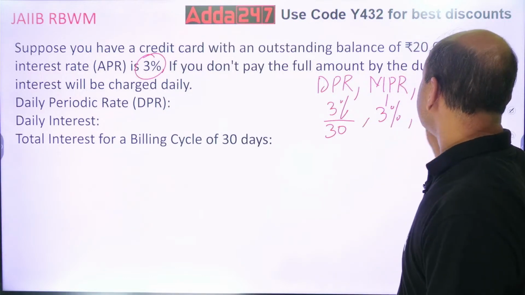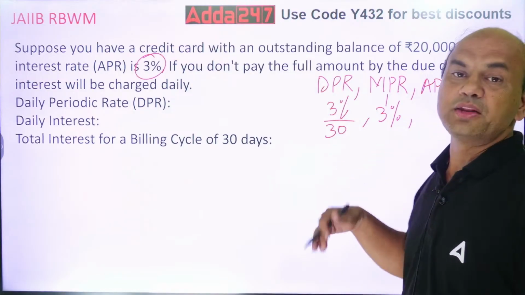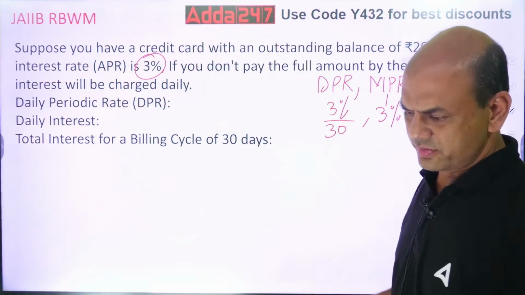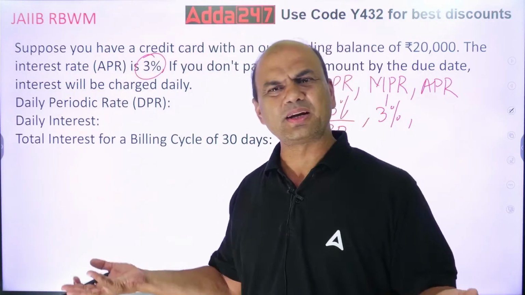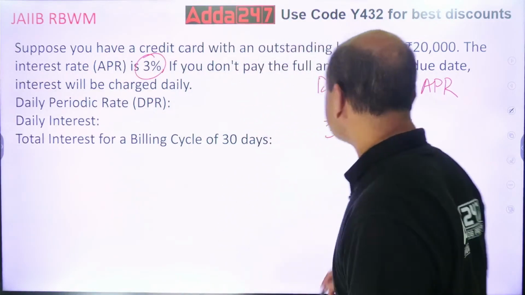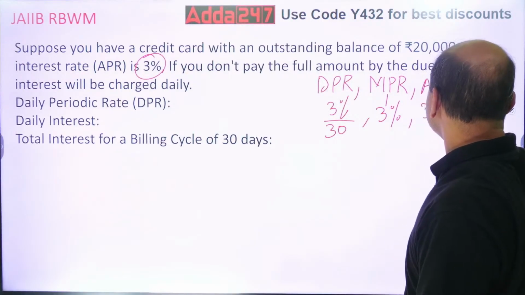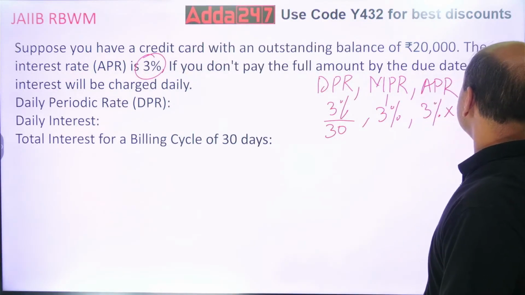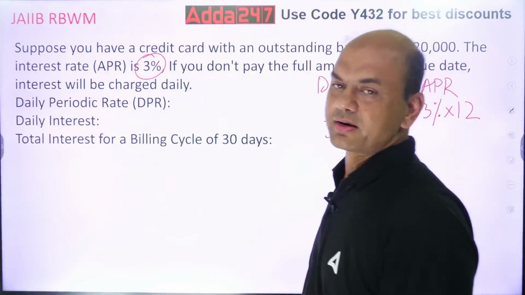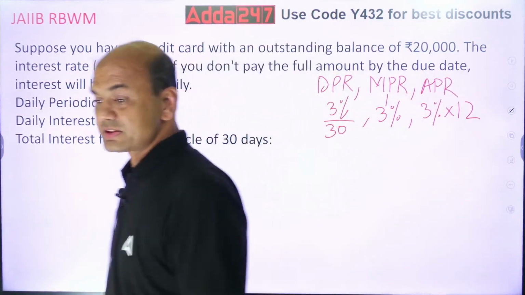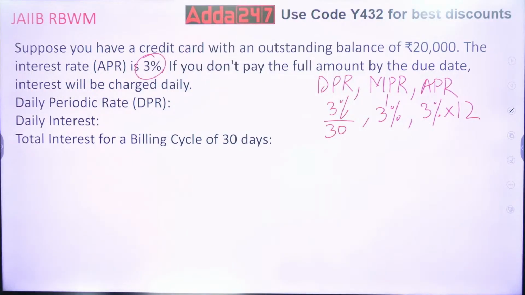What is APR? APR means annual. How do you calculate the annual rate? Whenever you are given the monthly rate, you have to calculate the annual rate. The annual rate is just multiplication. So 3% multiplied by 12. That's it. You got the first answer, DPR. So let's solve this.